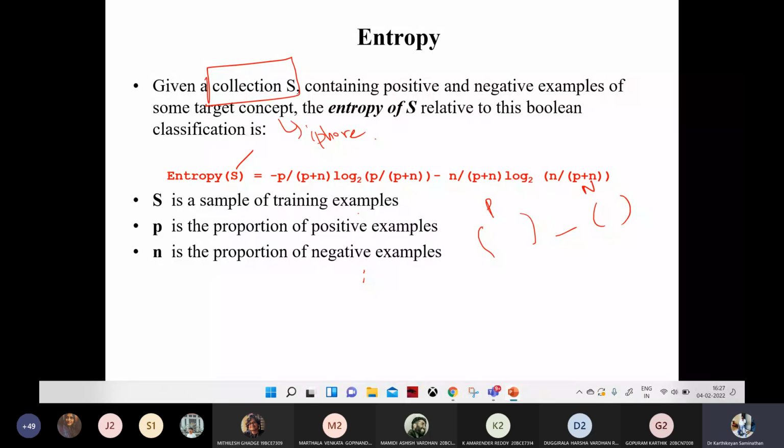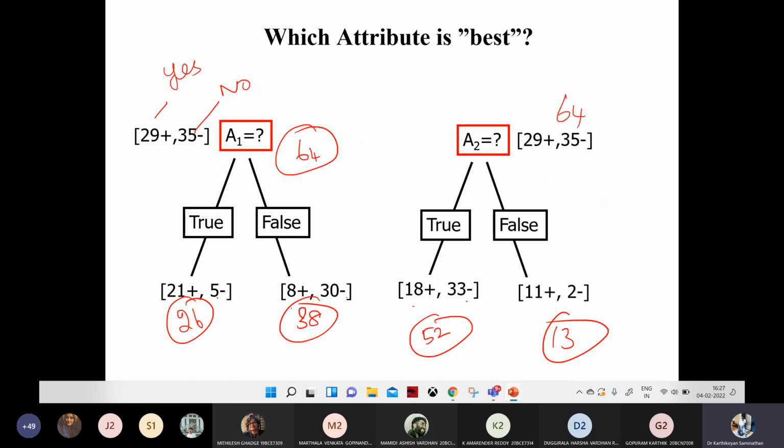So the proportion of positive examples is P by P plus N, where P is the positive example and N is the negative example. So the entropy is minus P by P plus N log 2 of P by P plus N, minus N by P plus N log 2 of N by P plus N. Simply, it is the positive minus negative training examples. That is what we want to calculate now, the entropy of the S collection, the overall collection, where S here is A1 and A2.